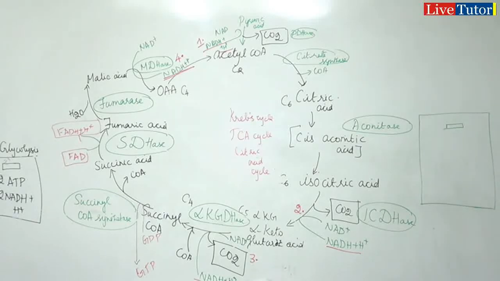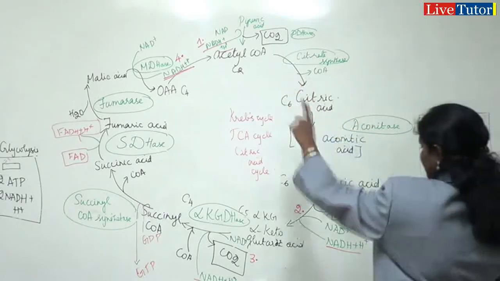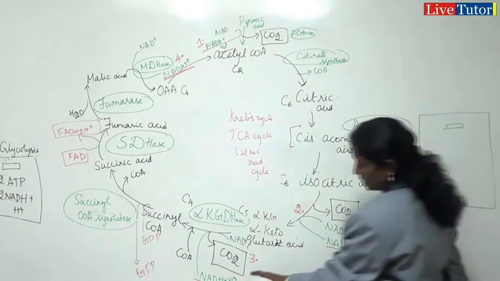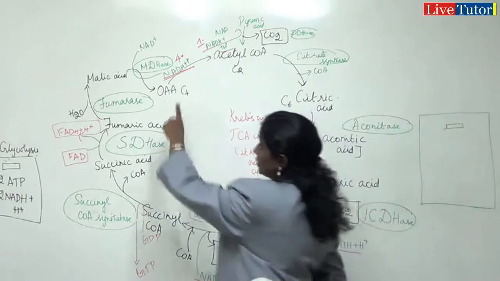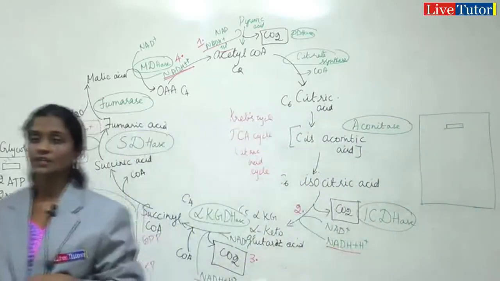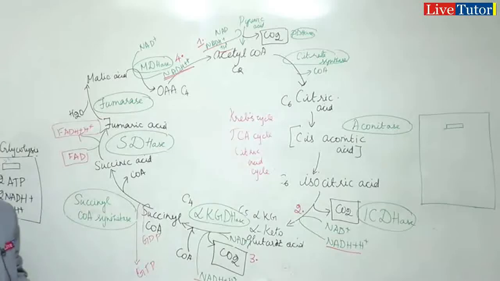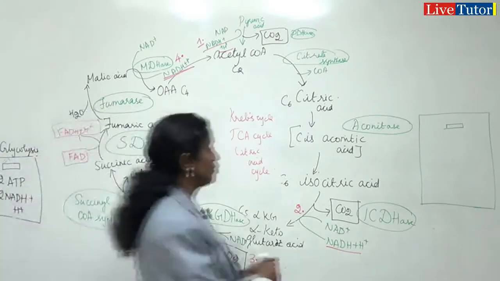Right from pyruvic acid, 1 NAD. Then here 1 NAD. Here we have NADH plus H plus. Here also 1 NADH plus H plus. Check if you are also getting the same. Are you getting the same? Yes, so we are getting 4 NAD.